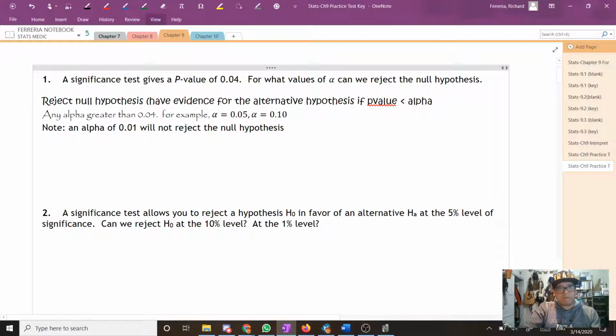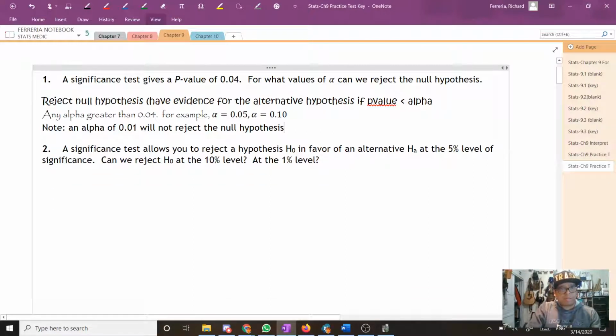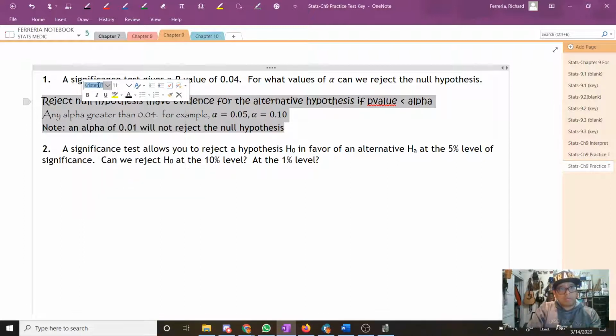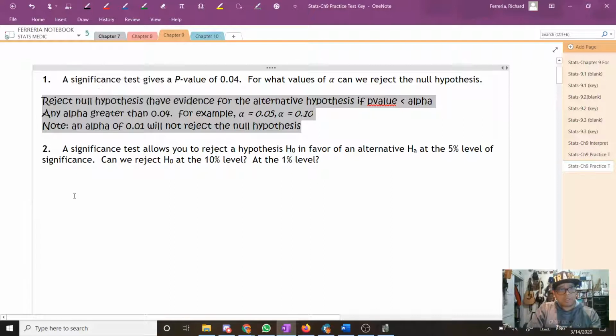Let's check out number two. Maybe get rid of some of that white space. Which one do we like better, Kristen? Let's go with Kristen. Let's turn that all into Kristen. She's a good one.